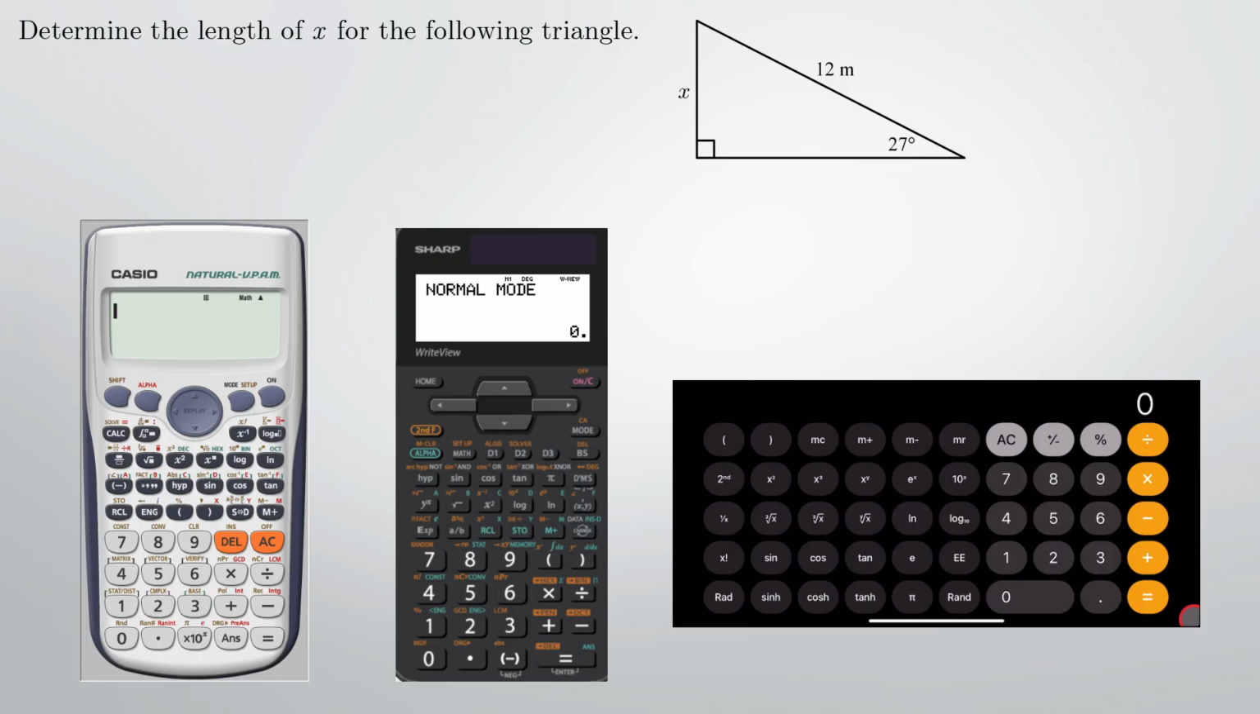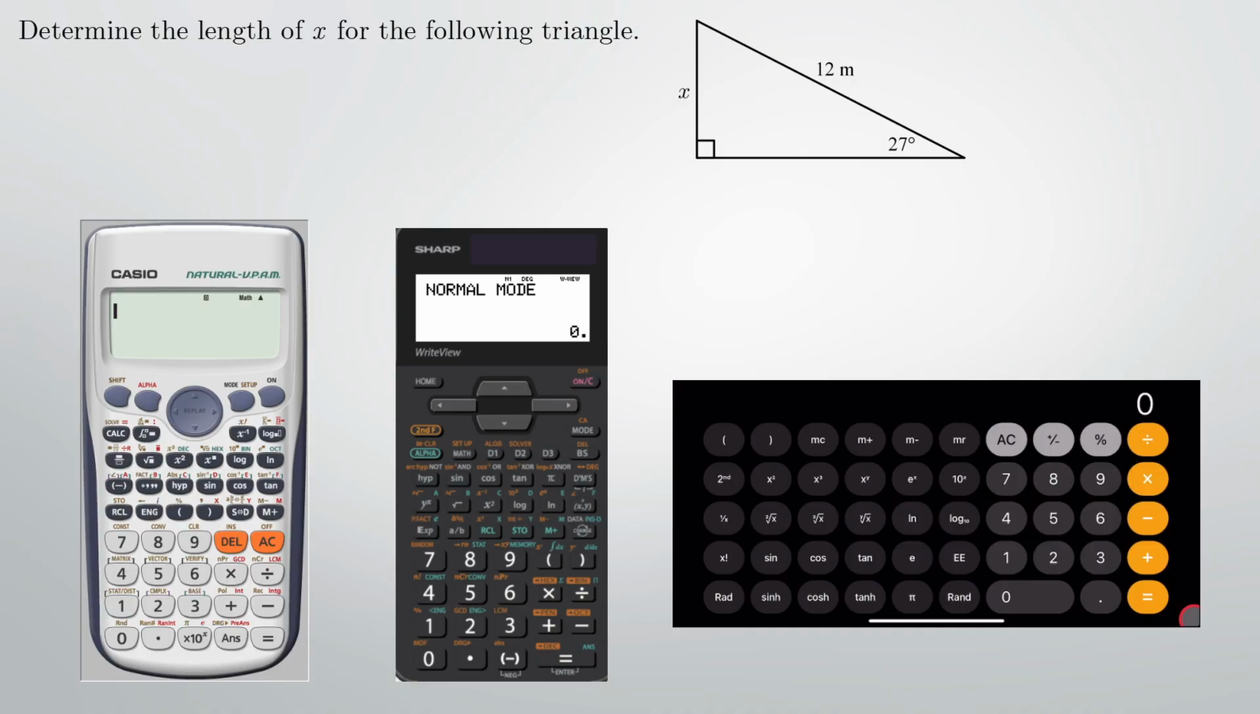And as usual, I have three different calculators set up here to show you the different scenarios. We have a Casio calculator that's set up for natural input or math input, as it's often called. And we have a Sharp calculator that's set up for line input. And you can switch the modes on those calculators, of course. And the last calculator is an iPhone calculator, which also represents what you would see on a single line display calculator. All right, so let's take a look at the example we have here.